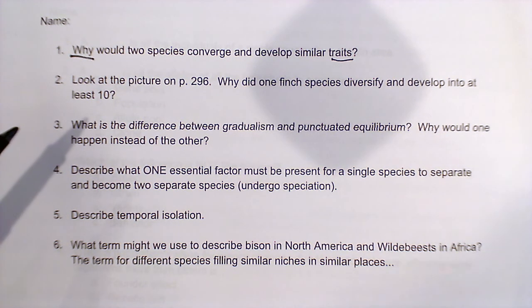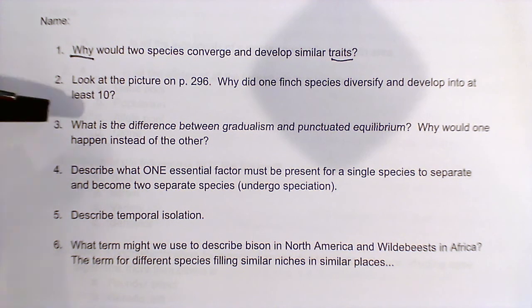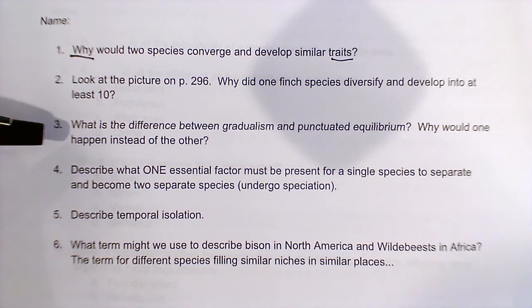Why did one species diversify and develop into at least 10? Because they were in a new place with lots of empty niches, right? So they diversified to fill all the available niches and eat all of the available food sources, because they had lots of time and lots of available food sources.